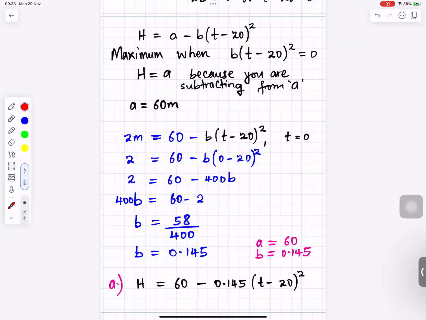And for it to be 0, we can solve it to see when this is 0. So we make that equal to 0. So h has to be equal to A to get the maximum. So that's the plan behind it. So we have 2 meters is equal to 60 minus b bracket t minus 20 squared, and put t is 0. So 2 is 60 minus b times that. And when you solve that, you get b to be 0.145. So A is 60 and B is 0.145. So that's the complete equation for that.